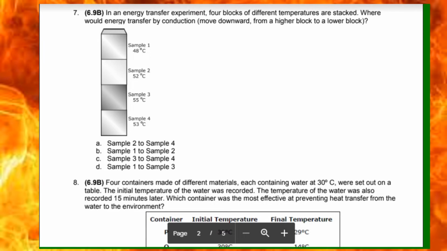Answer choice A, sample 2 to sample 4. B, sample 1 to sample 2. C, sample 3 to sample 4, or D, sample 1 to sample 3.